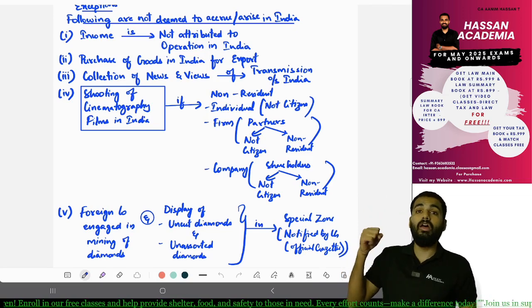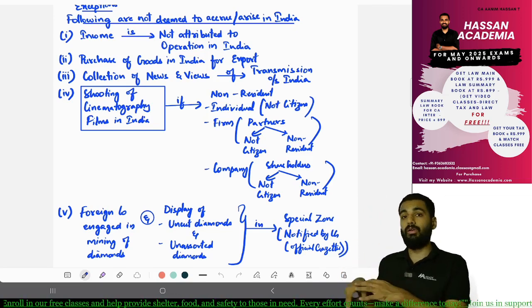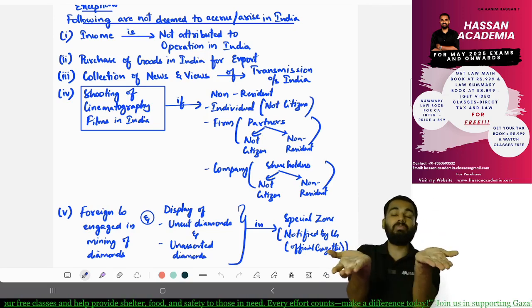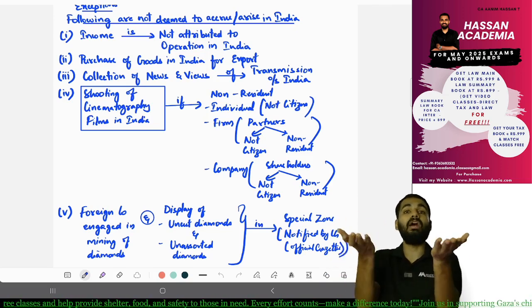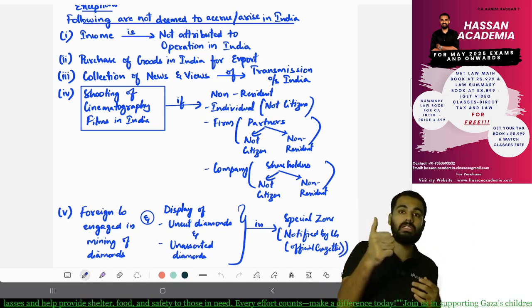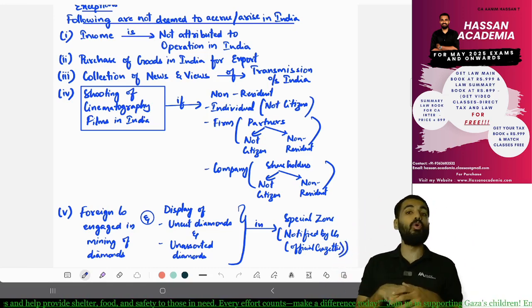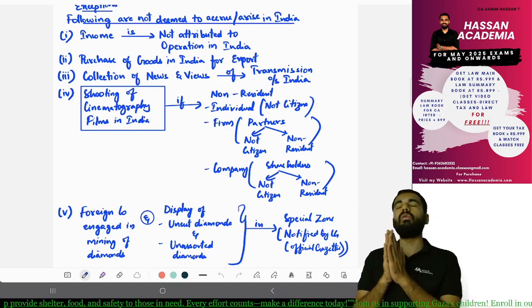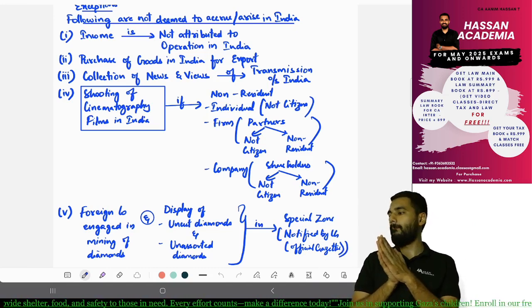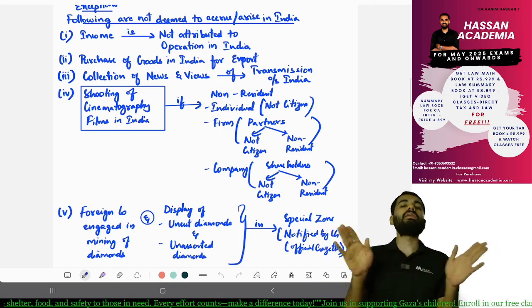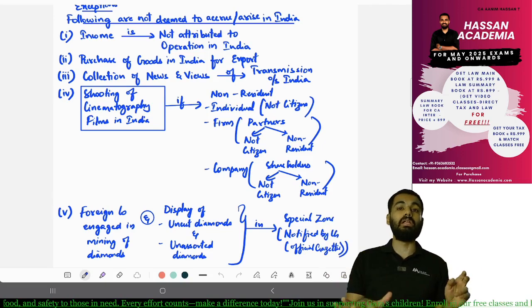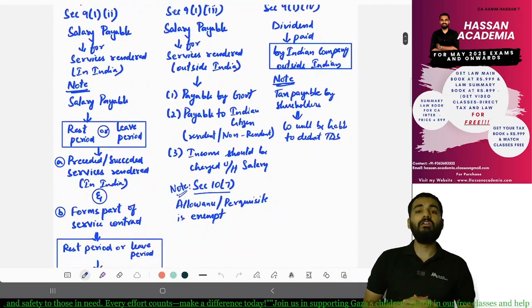Next, if a foreign company is doing mining and they are taking out the diamond and they are displaying the uncut and unassorted diamonds in a special zone which is notified by CG in the official gazette, even that will not be considered as deemed to accrue or arise in India. It will not be considered. Yes or no? Yes.